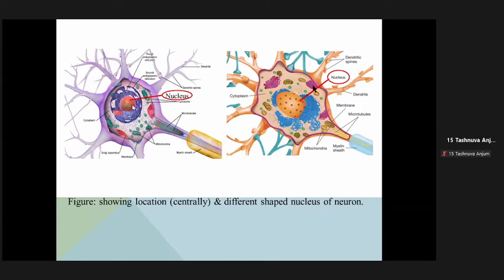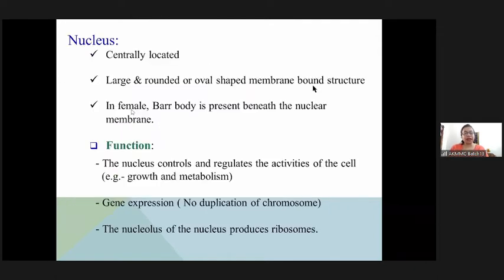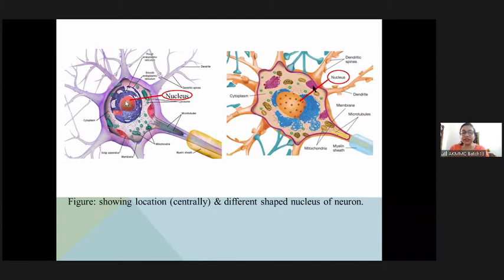Can you see the nucleus? Yes, ma'am. What is the shape of this nucleus? Circular. Round. Oval. It may be round or oval and centrally placed. Okay, centrally placed. And what will be the function of this nucleus?